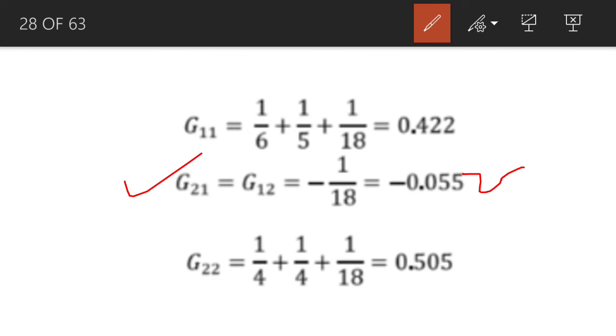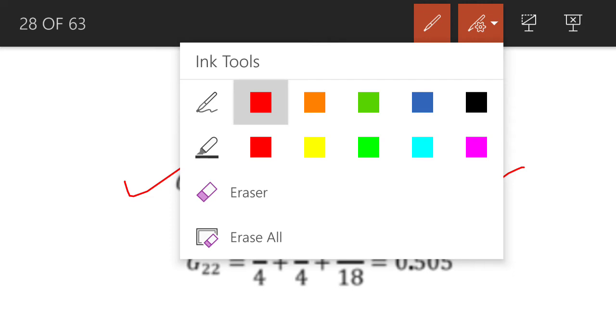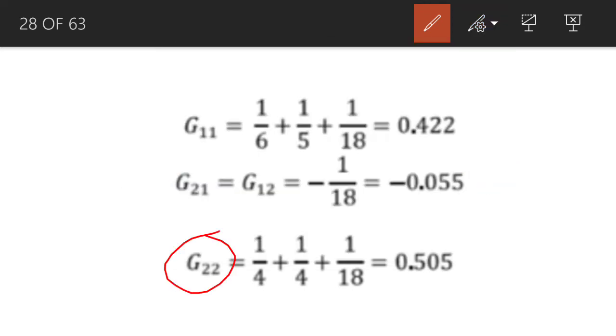0.055 mho. For the calculation of G22, we consider all the resistors which have been connected to the second node. So we will check these resistors in the circuit diagram after a while. So you guys will see that the resistor of 4 ohm, another resistor of 4 ohm, and this resistor of 18 ohm have been connected to the second node.